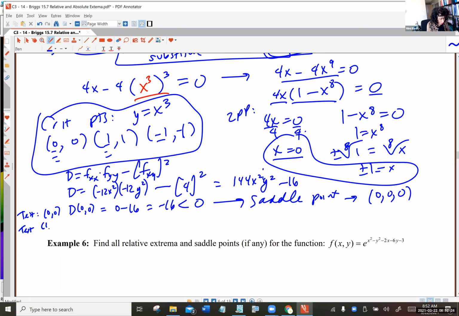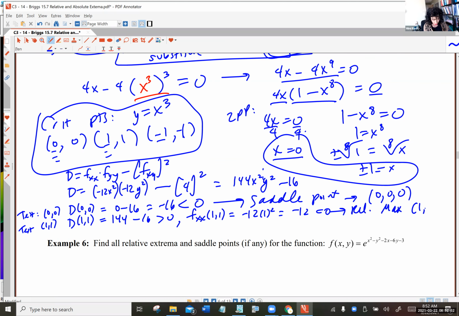Now when I test 1, 1, D evaluated at 1, 1 is going to be 144 minus 16. I don't even care what it is. It's positive. Yay. Then what? Well, when D is positive, you are required to test your fxx at the same critical point. And this is going to be a negative number. So then what? When D is positive and fxx is negative, you have a relative max at the point 1, 1, and the actual relative max value is 2. So that 2 is the actual relative max value.